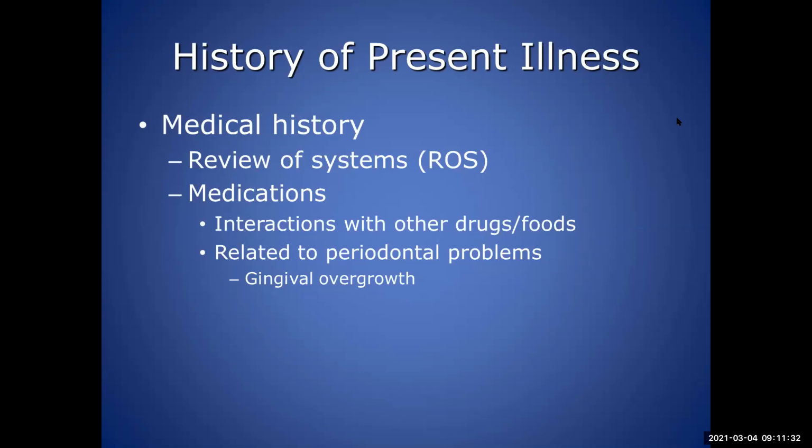Does it relate to any periodontal problems? Does it relate to increased bleeding? Does it relate to gingival overgrowth? Is there an interaction from this herbal that they're taking with the bleeding or the overgrowth? So some of these herbals and over the counters may seem very innocuous and not important, but it is.